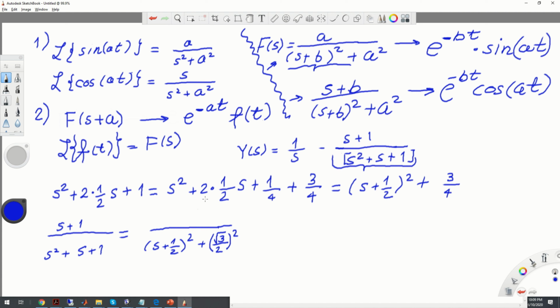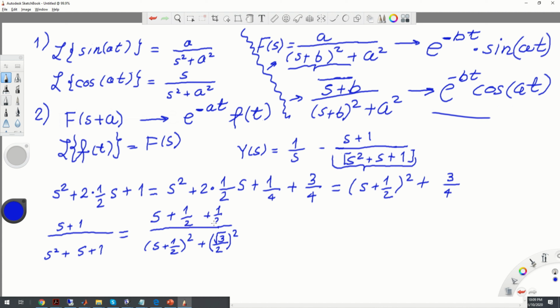Now we can recognize b. Here is our b, it's 1/2. And we can recognize a. It is square root of 3 over 2. So what do we want here? First of all, we want to create in the numerator something that looks like s plus b, such that we can directly apply this formula over here. So let's write down this term as s plus 1/2.